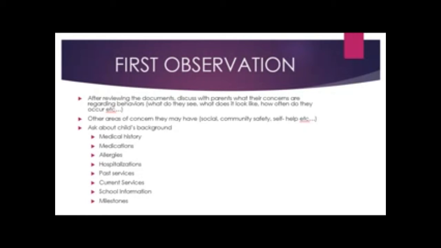And school information. Is the child enrolled in school? If so, you want to write anything the parent tells you about that. Are they in elementary school, high school, pre-K, middle school? Are they mainstreamed? Is it a special day class the entire day? Do they have a one-on-one? So you would want to write that information here.